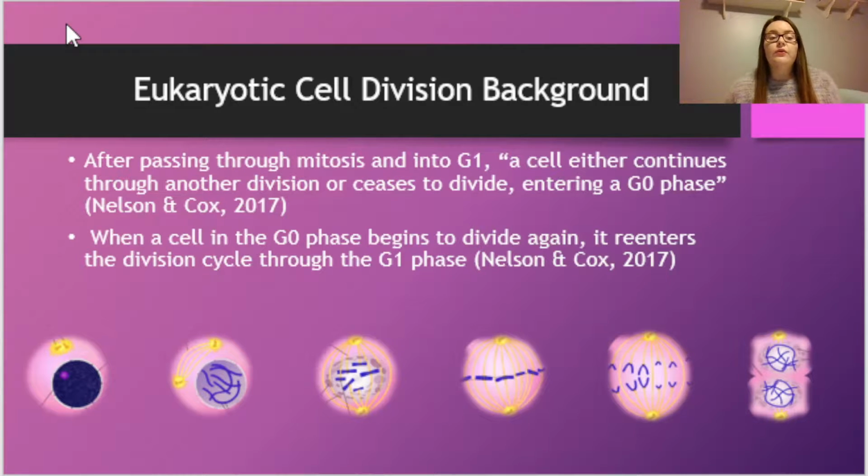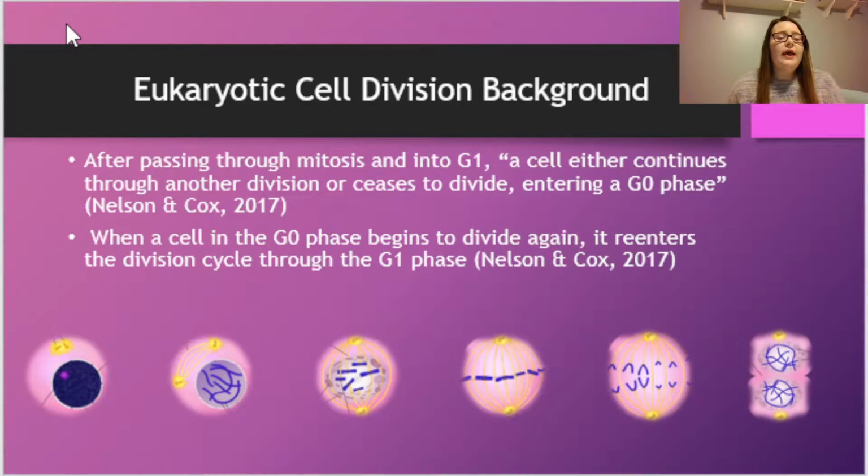And still, in regards to the eukaryotic cell division background, after passing through mitosis and into the G1 phase, a cell has to make a choice. The cell either continues through another division or it's going to cease to divide. And if it does that, it's going to enter that G0 phase that you saw. That was the circular motion in that picture just now. So a cell has to make a choice, just like people make a choice.